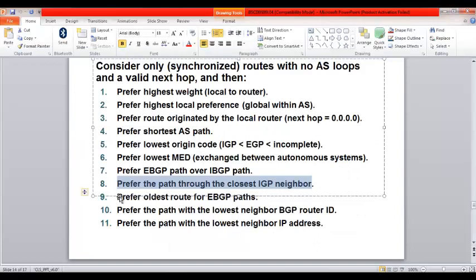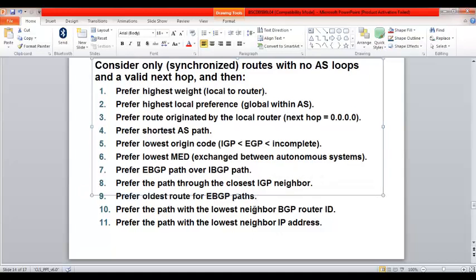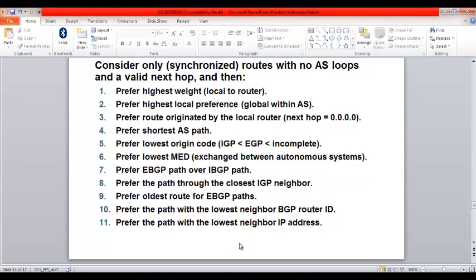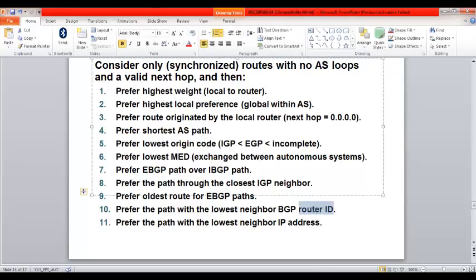This is the reason. Prefers the oldest route for eBGP path. Oldest route for eBGP path. This may be the reason, may not be also, it may be the next one also, you see.